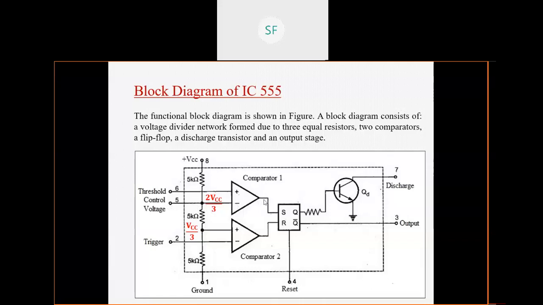The output terminal of comparator 1 is connected to the S terminal. This rectangle is nothing but what is called a flip-flop. We will see that. Now similarly you have to observe the input and output for comparator 2.